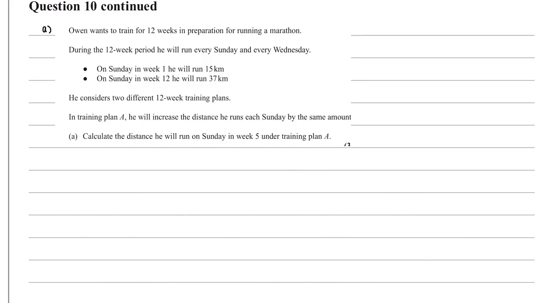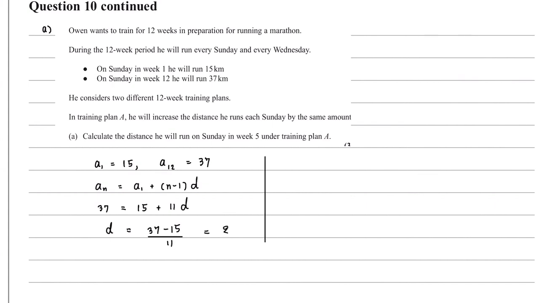From the information, we know that the first term is 15, which is A1, and then A12 is 37. From the information in plan A, the distance will increase by the same amount. That's why we know that in this case, we have the arithmetic sequence, which is An equals A1 plus (n minus 1) times d. We can find the common difference from A12. 37 equals A1, which is 15, plus 11 times d. That means d will be (37 minus 15) over 11, which is 2.